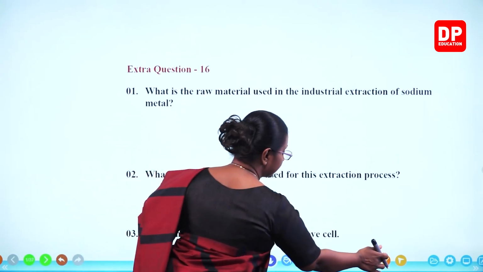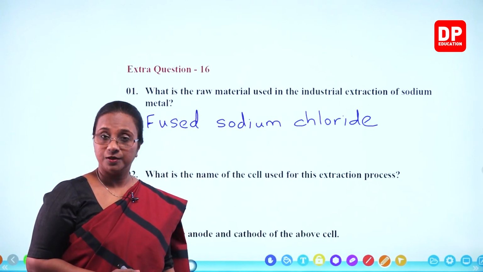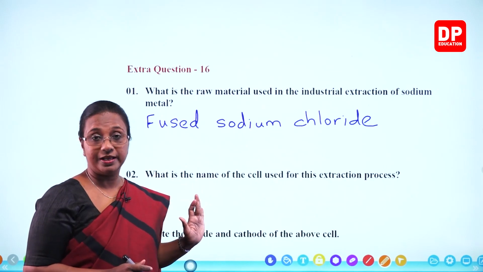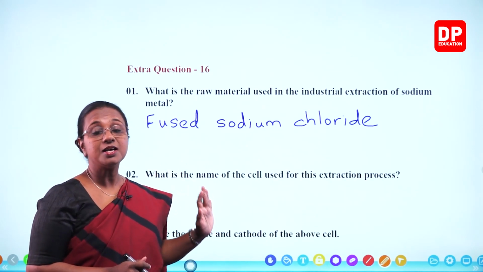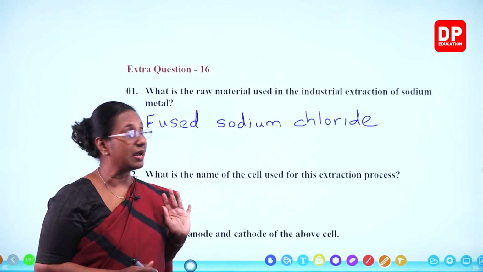So here we can say fused sodium chloride, or you can even write it as molten sodium chloride. So that means it is NaCl liquid. Only the ions present are sodium and chloride ions, Na+ and Cl-.